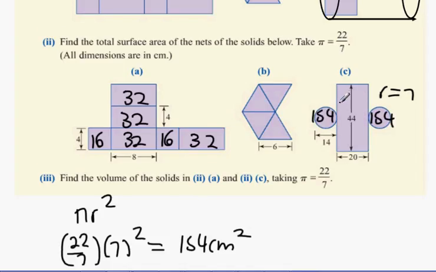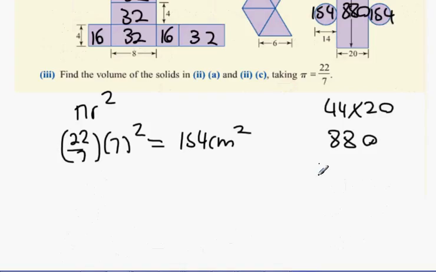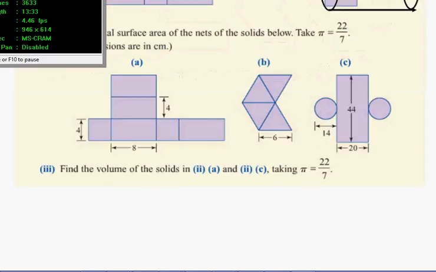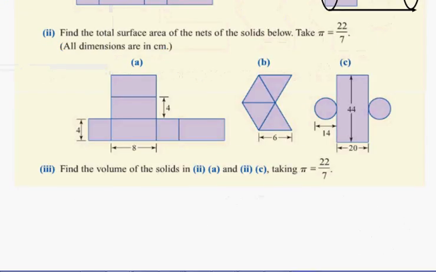Then I'm left with a rectangle in the middle, which is 44 multiplied by 20, which is going to be 880. So the rectangle is 880. Add them together. So 880 plus 154 plus 154. That's 308 plus 880, which is 1,188 centimeters squared.